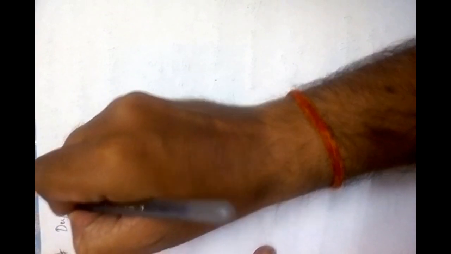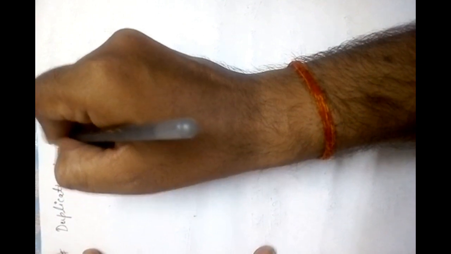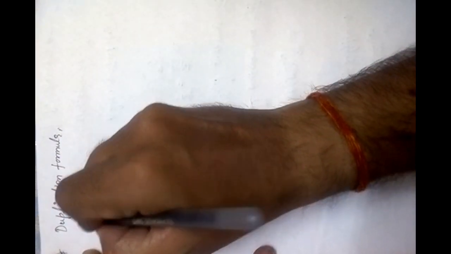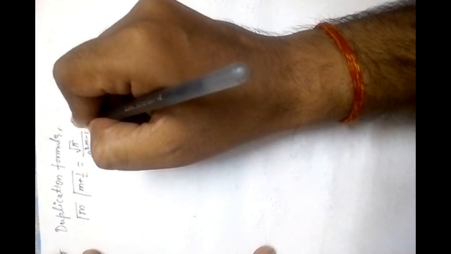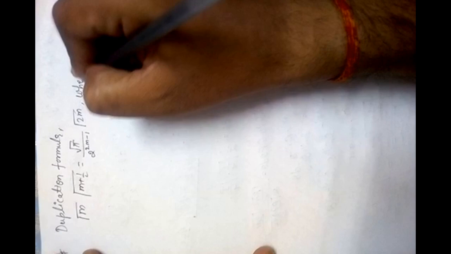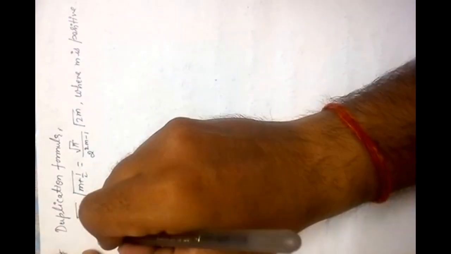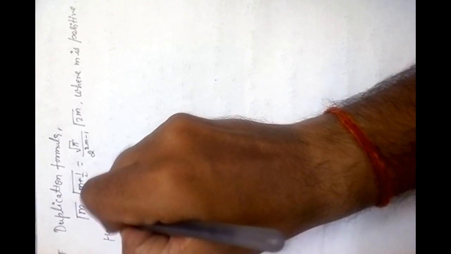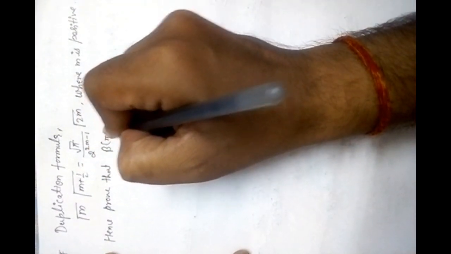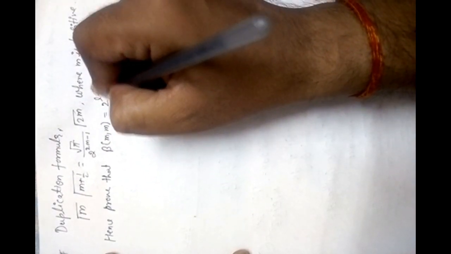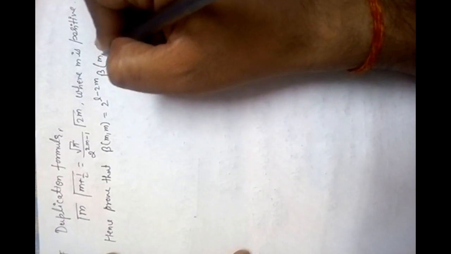Duplication formula. To prove that gamma m plus half is equal to root of pi upon 2 power 2m minus 1 gamma 2m, where m is positive, and also prove that beta m comma m is equal to 2 power 1 minus 2m beta m comma half.